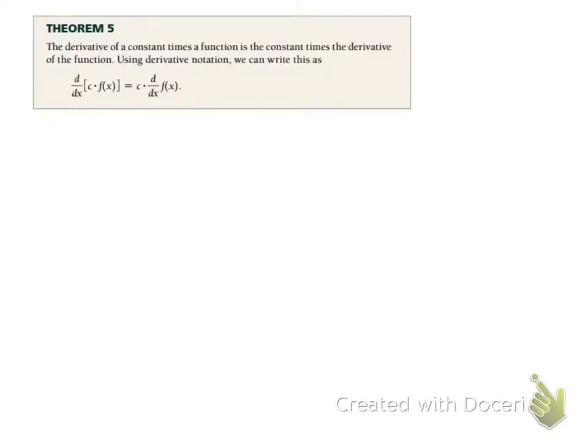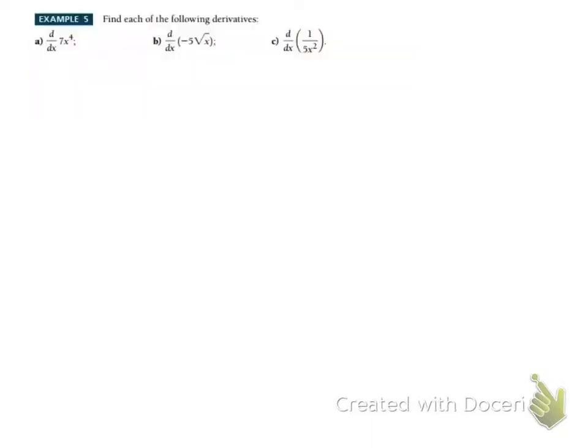Okay, our next derivative rule tells us if we're taking the derivative of a constant times a function, then we can just take that constant and pull it on the outside. And then we're just taking the derivative of the function. Let's find the following derivatives. In part A, we have the derivative of 7 times x to the 4th. We're just going to use the power rule, but we have the 7. So first of all, we can pull that 7 on the outside of the derivative. So we can write that as 7 times the derivative of x to the 4th.